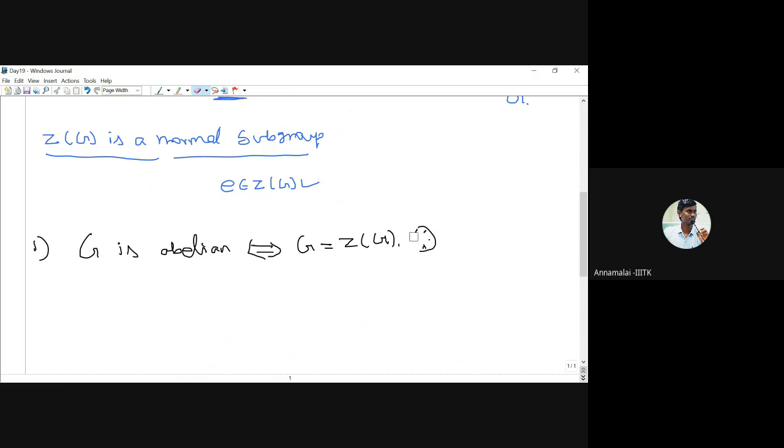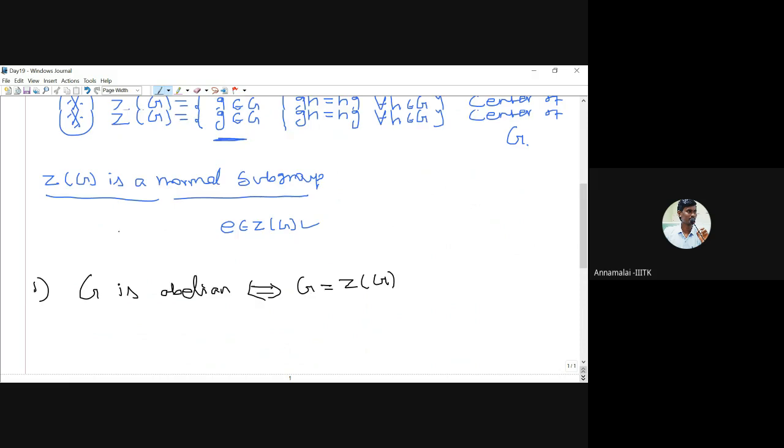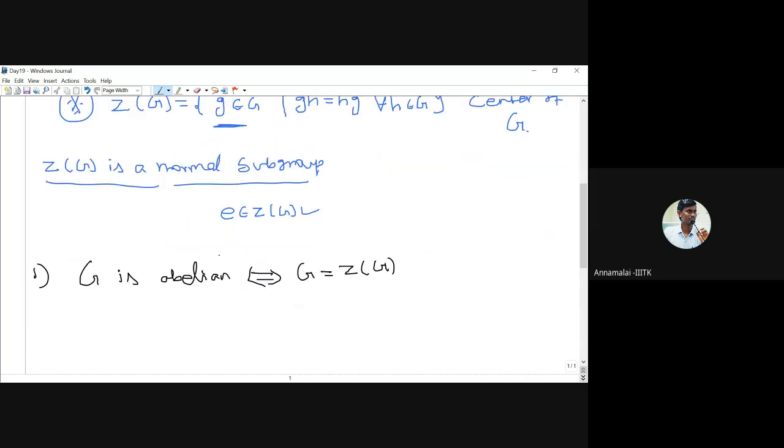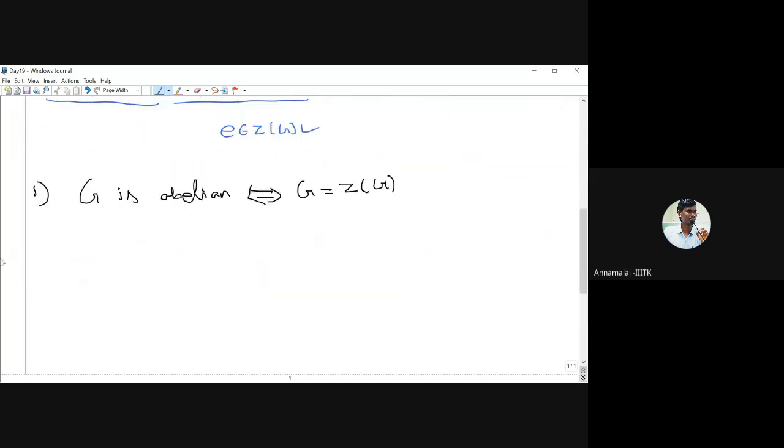Now, what is the relation between Z of G and N of a? N of a is the collection of elements which satisfy the commutative property with the particular a. But Z of G consists of elements that satisfy the commutative property with every element, therefore in particular with a. Therefore the second property: the subgroup Z of G is a subgroup of N of a.